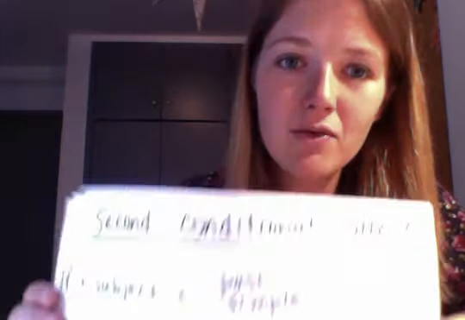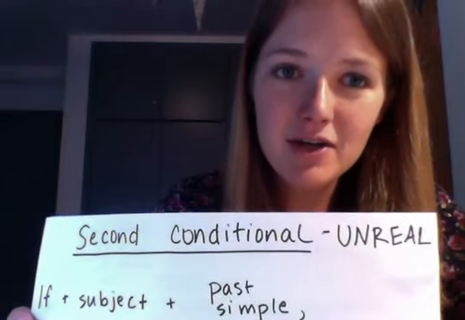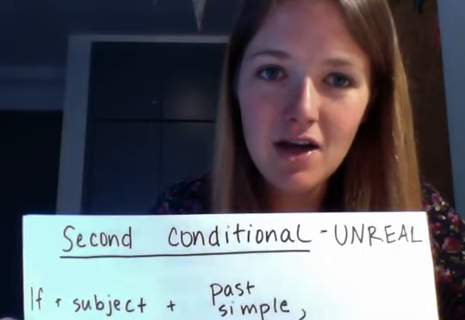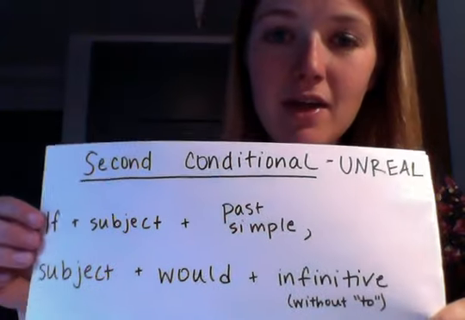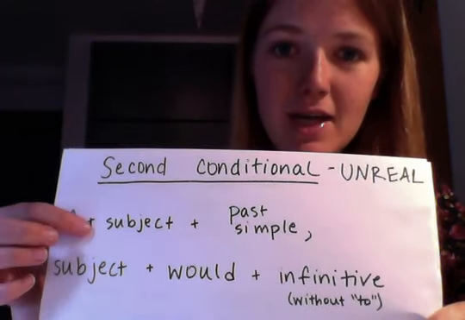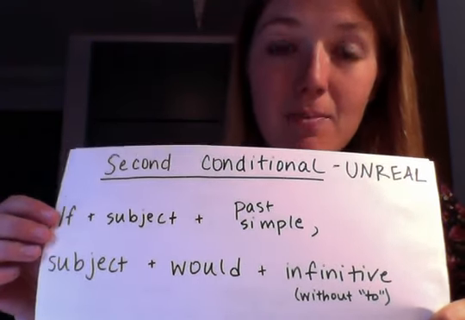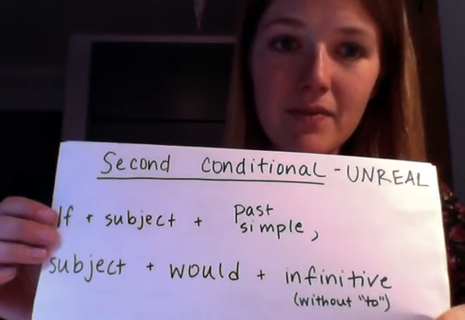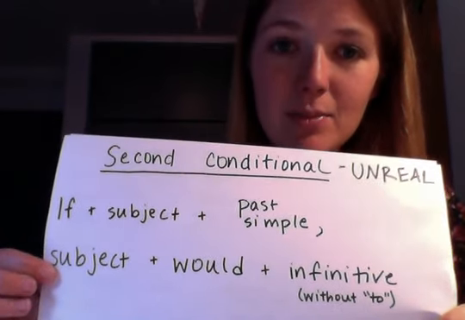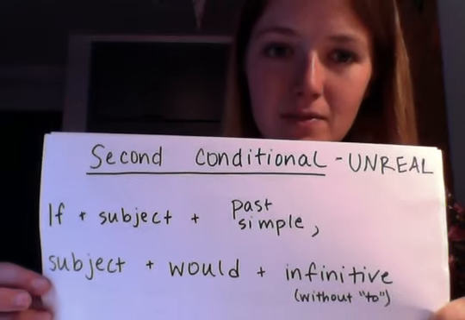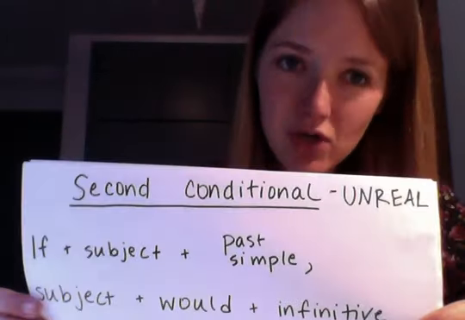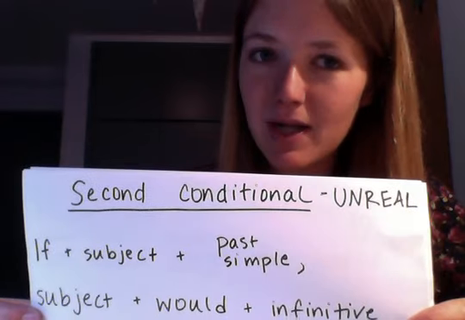Finally, I'm going to introduce the second conditional, which is used for unreal or hypothetical situations. Okay, and here the structure, it does change. Okay, so we have if plus a subject plus a verb in the past simple, a subject plus would plus the infinitive without to. This one can be a bit trickier, so I think examples will help.